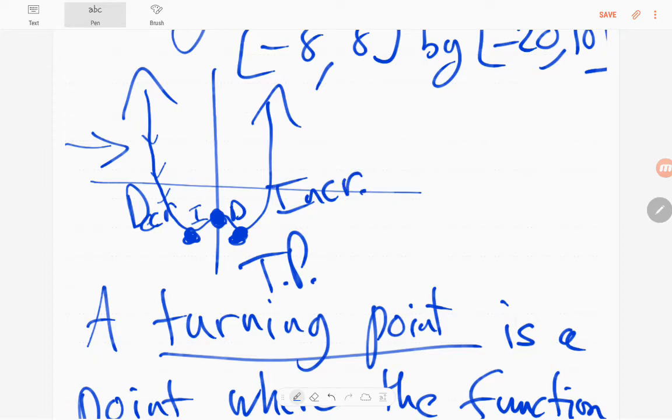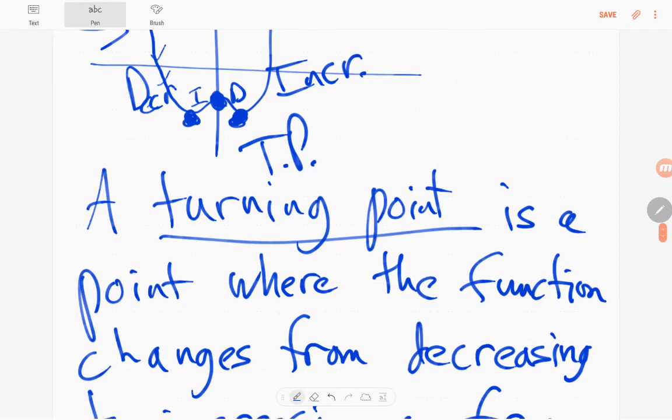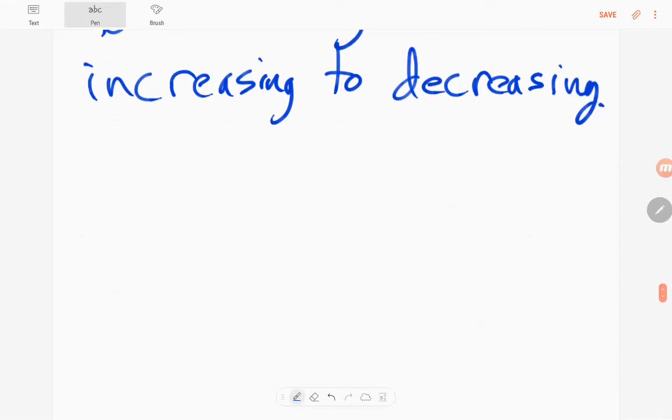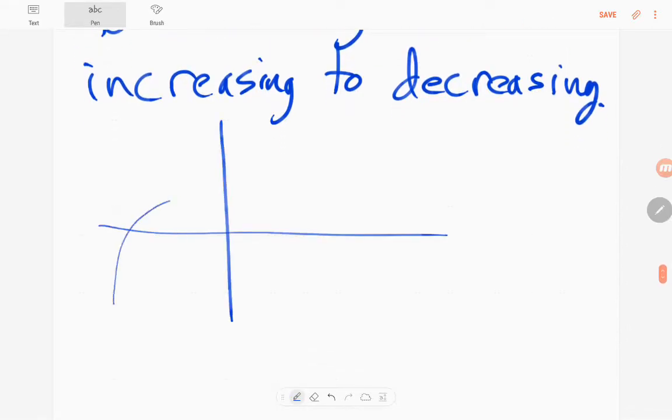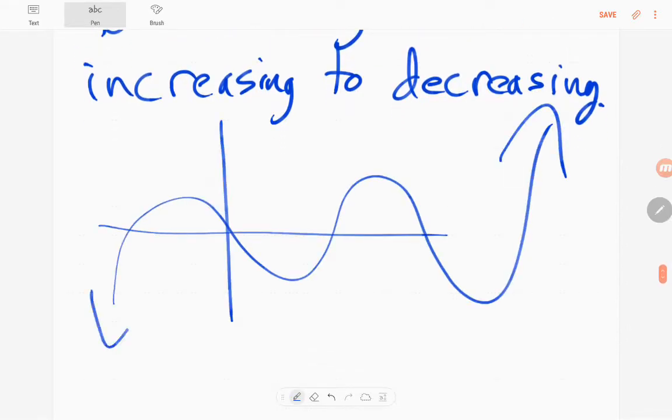So you can see it changes from decreasing to increasing, then from increasing to decreasing, and then from decreasing to increasing. 3 turning points. But the quick way to decide how many turning points a graph has is just look for peaks and valleys. So I could just make up another quick, easy example. How many turning points does this one have? 1, 2, 3, 4. All right.